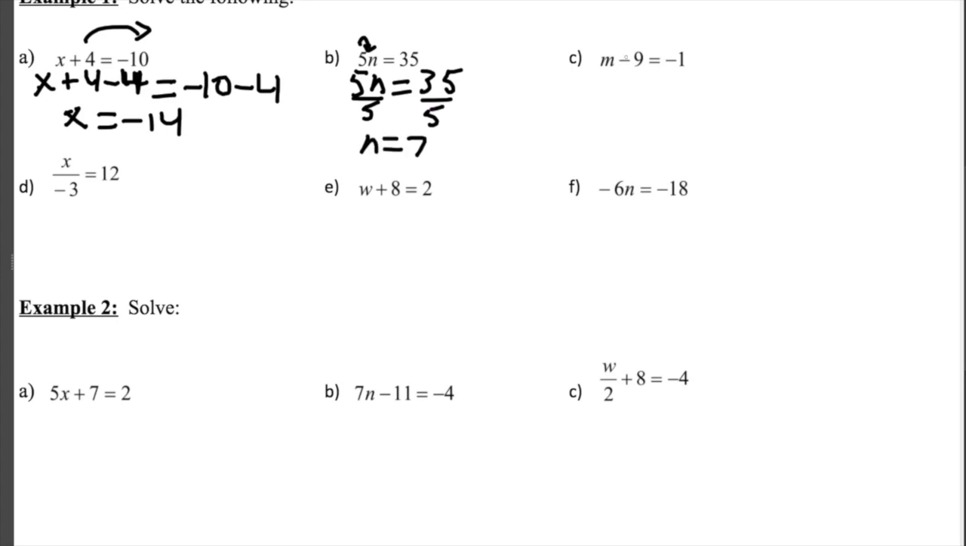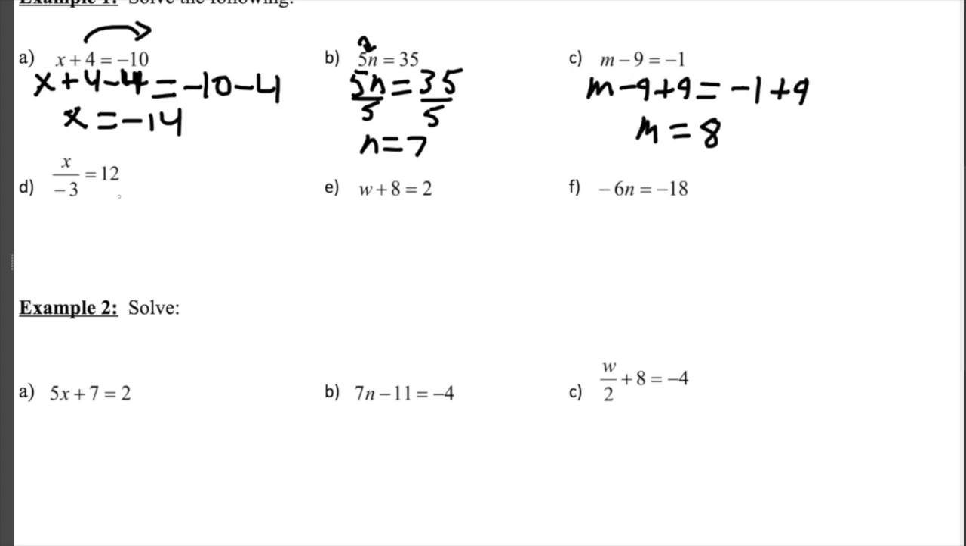Here in C, we have m minus 9, so we're going to do the opposite. So we have m minus 9, we'll add by 9. If we do addition on one side, we must do addition on the other side. So it'll be minus 1 plus 9. M will equal to 8.